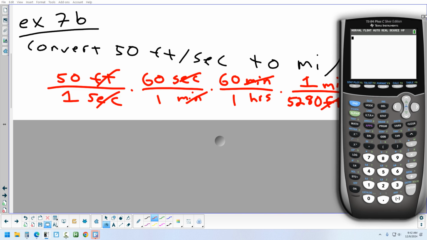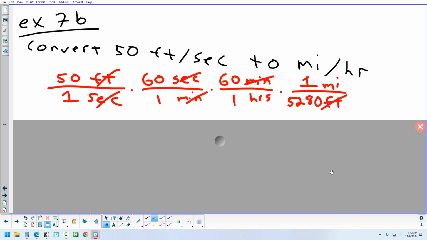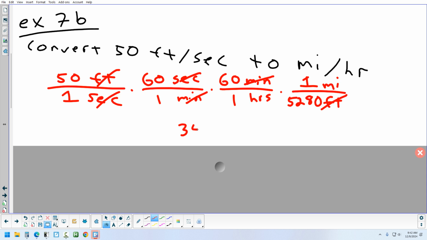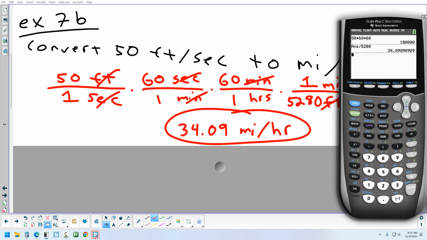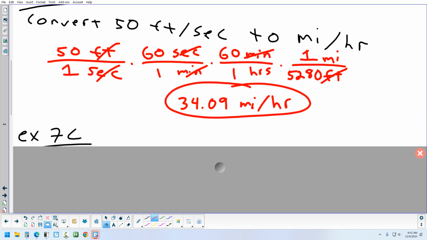Okay, so let's do that out. 50 times 60 times 60. So that's the top. And you're going to divide by 1 times 1 times 1 times 5,280. So that's 34.09. And what's my unit on it? Miles per hour. Yep. Okay. Any question on that one?